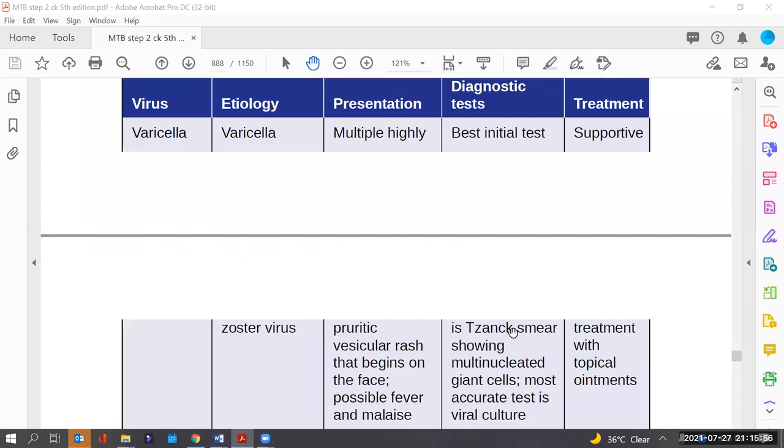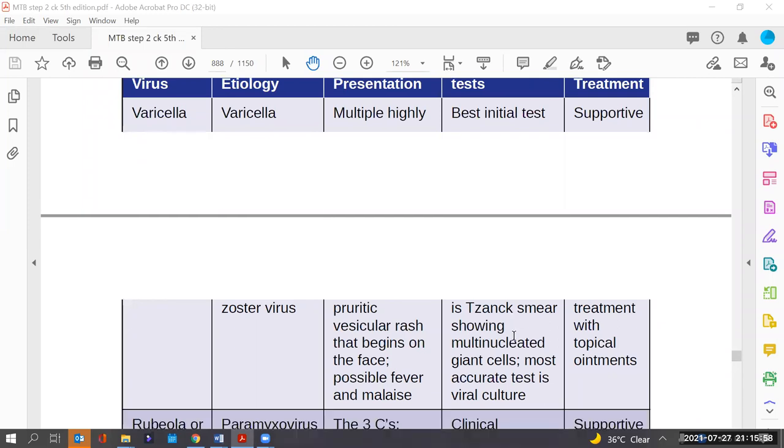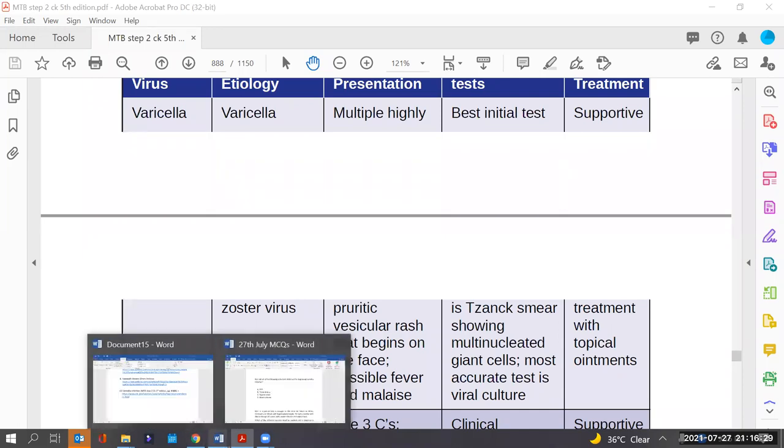So the best initial test, you should know from the exam point of view, is the Tzanck smear, which we usually perform, showing multinucleated giant cells. The most accurate test is viral culture. Of course, it's a virus, so it can be confirmed on viral culture, but the best initial test for varicella, always remember, is a Tzanck smear, and it's going to show you multinucleated giant cells that will help you make a diagnosis. Supportive treatment you will give, antiviral ointments we can give, which can be applied all over the body just in order to prevent the pruritus, just in order to prevent itching. So here also I wanted to show you in AMBOSS.